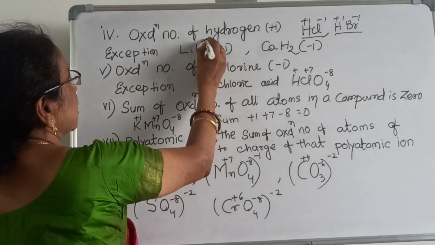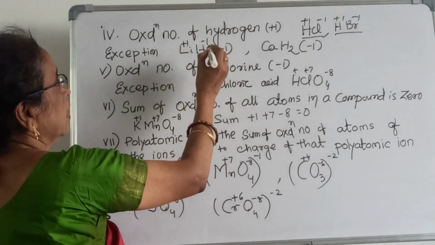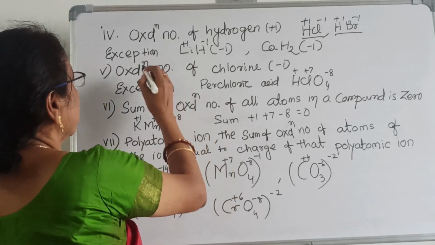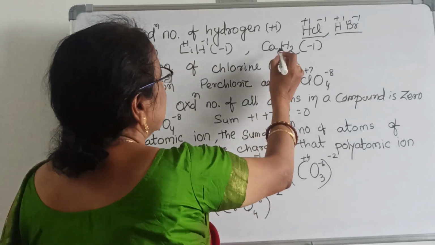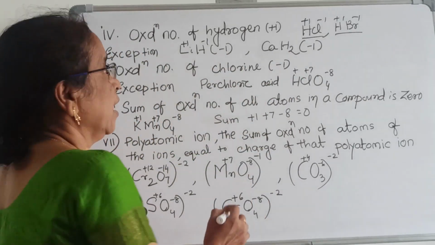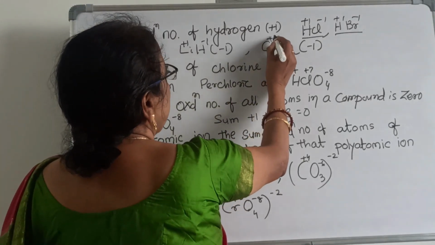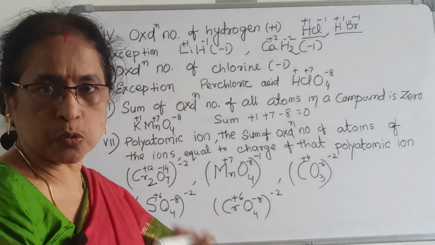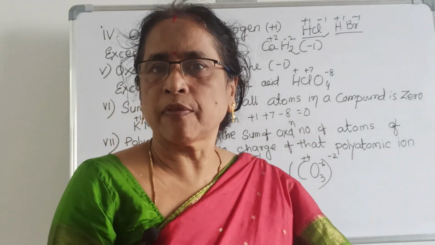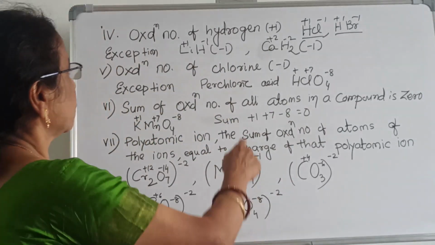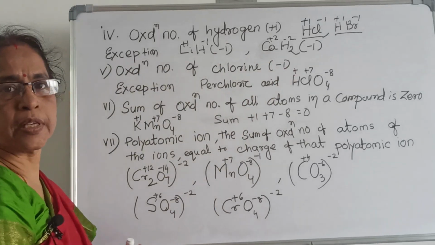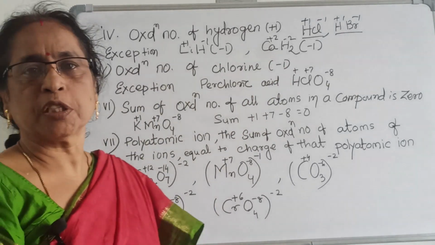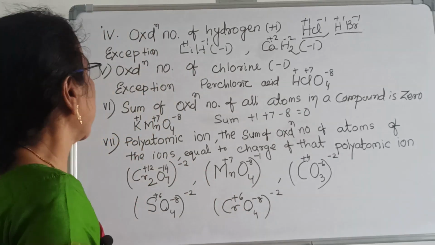But in the exception case, let us take lithium hydride. You can see this is minus 1, this is plus 1. That means here the oxidation number of hydrogen is minus 1. Similarly, calcium hydride: here calcium is plus 2 and there are 2 hydrogens, so minus 2 in total. For hydrogen it is minus 1. So the oxidation number of hydrogen is minus 1.